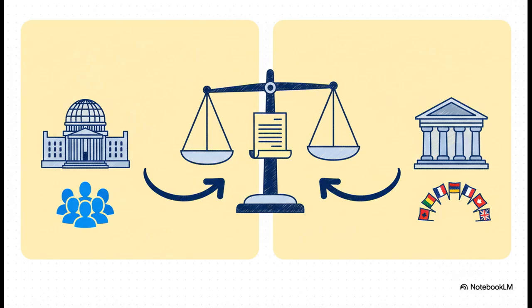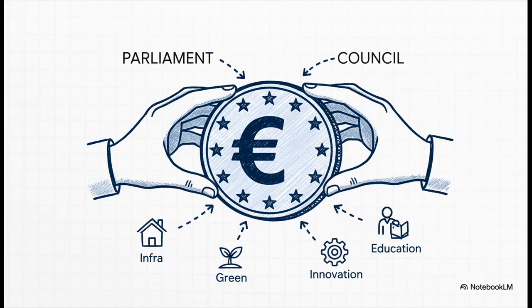Together, these 2 institutions adopt and amend laws and decide on the EU budget, thereby setting the direction for the European project. The second key power is budgetary power. Similar to its legislative role, the Parliament shares with the Council the authority to decide on the annual budget of the European Union. This provides the Parliament with significant influence over the allocation of EU funds.